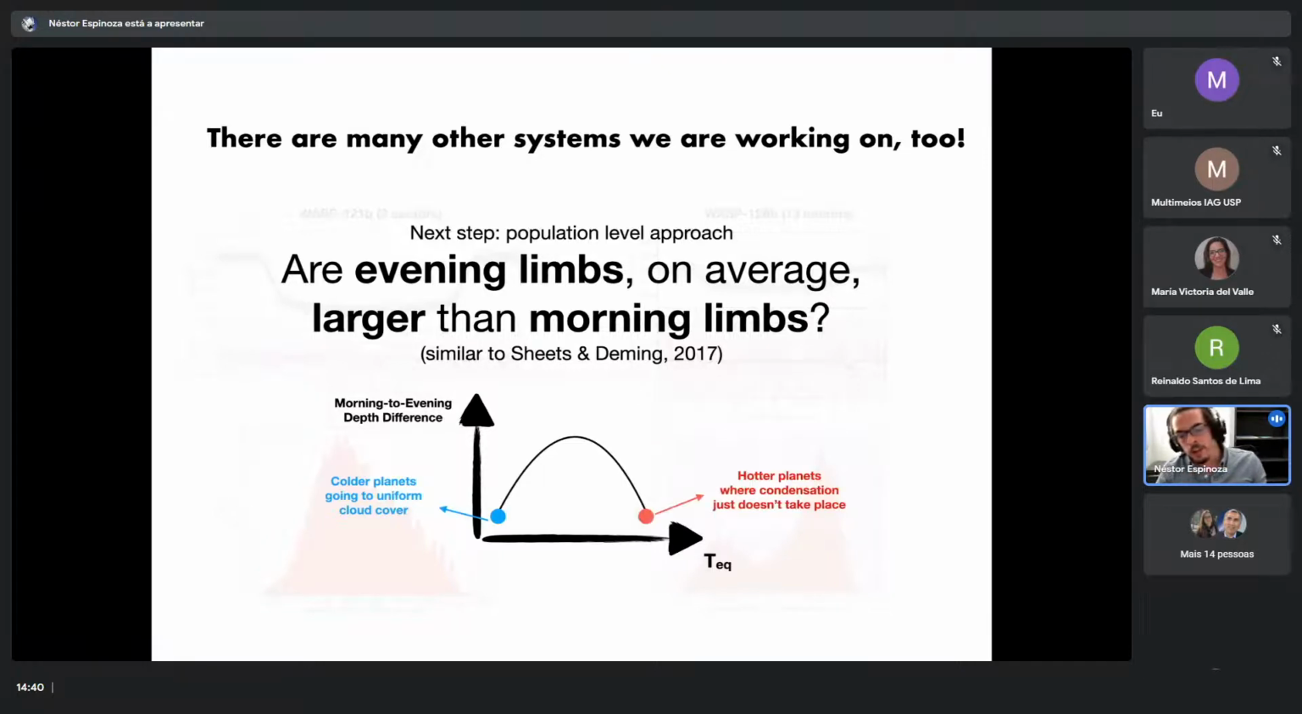But then for the hotter planets, you're so hot that you should not have condensation. So the evening and the morning limbs should be more or less similar. But then there's a sweet spot in between that we're trying to uncover, what that temperature is, in which maybe there's this maximum morning to evening depth difference. I'll let you know once we finish this work with Lauren. But this is ongoing, and it's been pretty exciting to see all these retrievals happening with her work.